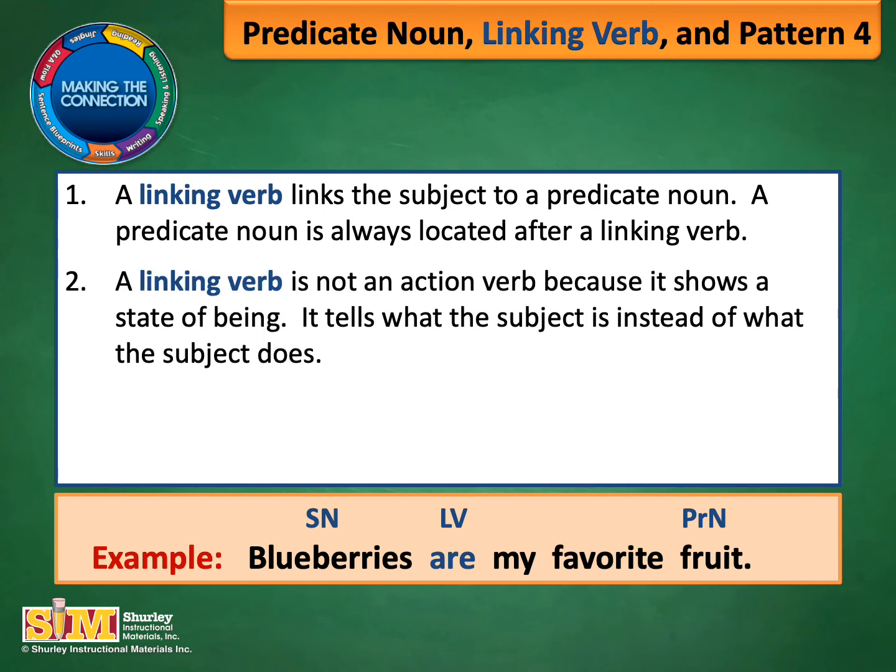The second thing they need to know about linking verbs is that a linking verb is not an action verb because it shows a state of being. It tells what the subject is instead of what the subject does. Check out the linking verb are again in the example sentence. As you can tell, the verb is not expressing an action. The linking verb shows a state of being.